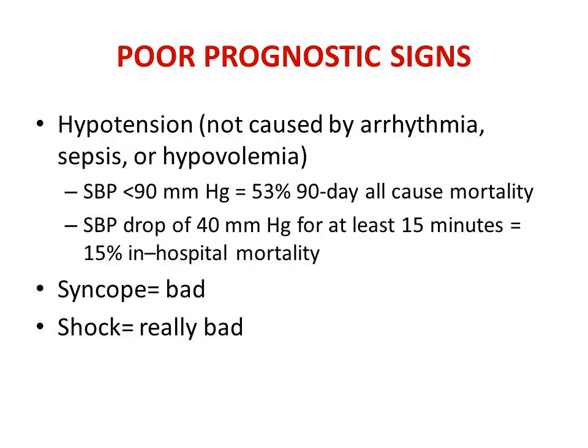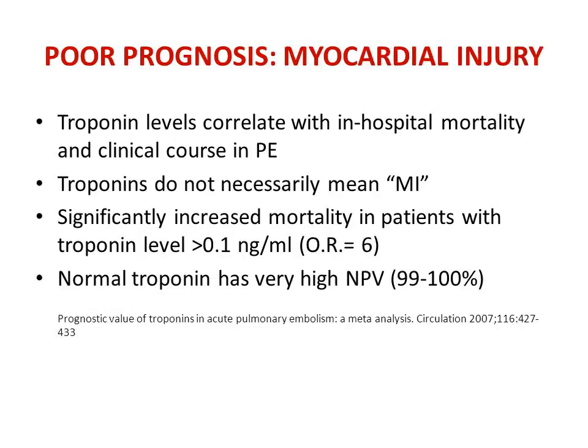Poor prognostic signs: hypotension, not caused by arrhythmia, sepsis, or hypovolemia. SBP less than 90 mm Hg equals 53% 90-day all-cause mortality. SBP drop of 40 mm Hg for at least 15 minutes equals 15% in-hospital mortality. Syncope is bad. Shock is really bad. Poor prognosis: myocardial injury.